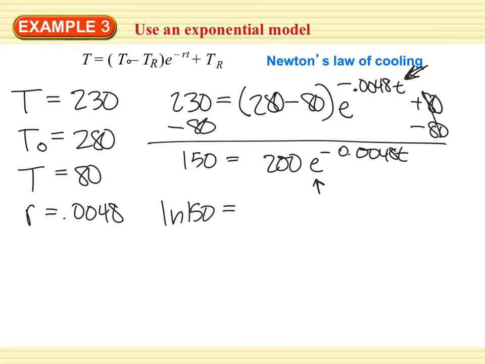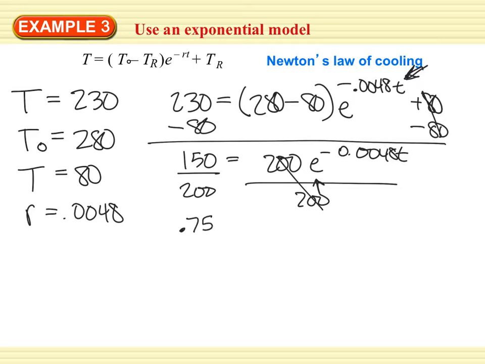150 is, actually, hold on. I'm going to simplify that just a little bit more. If I divide both sides by 200, I actually simplify it better. Okay, so I get 0.75 here. This will just save a step.